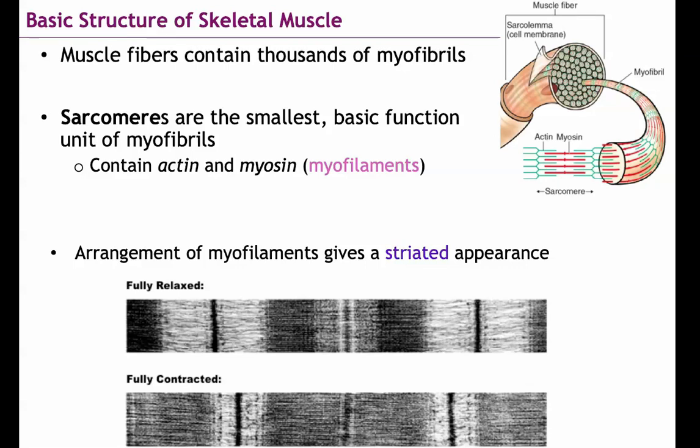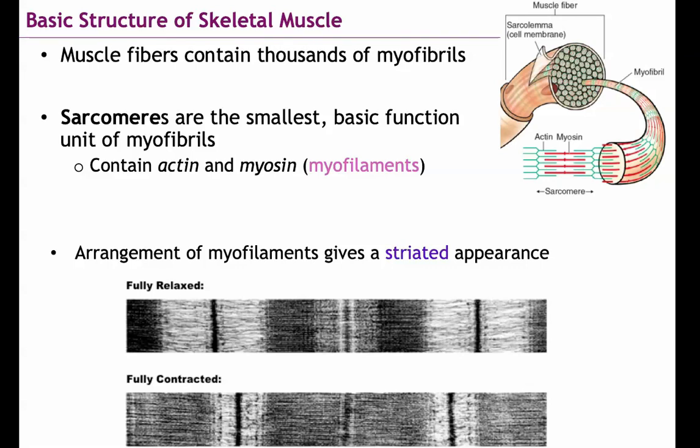So we see a relaxed muscle, which just means that you're not flexing it. You're not flexing your muscle, it's relaxed. This is what your muscle would look like under polarized light. So you see no overlap, you see bands, you see dark areas and you see light areas. Well, the dark areas are the myosin and the light areas are the actin.